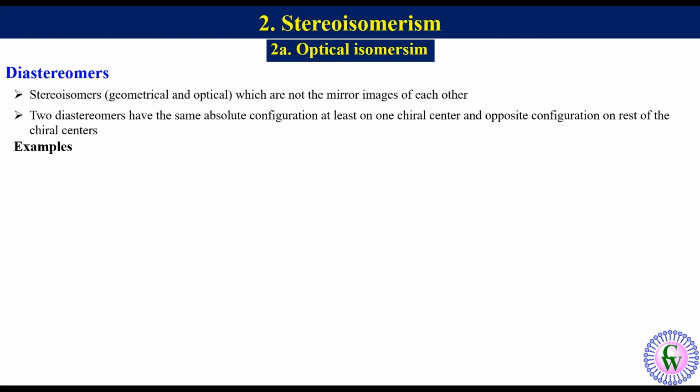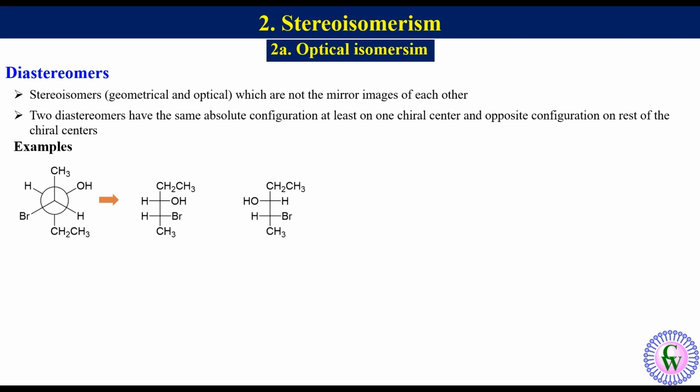Now let's have one more pair of optical isomers to find relation. Here one molecule is drawn in Newman projection while other in Fischer. So first convert Newman to Fischer and then compare. The Fischer projection of the molecule drawn in Newman will be like this.